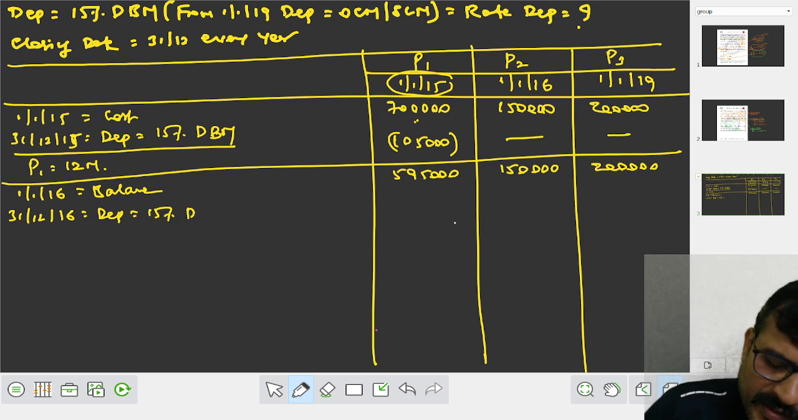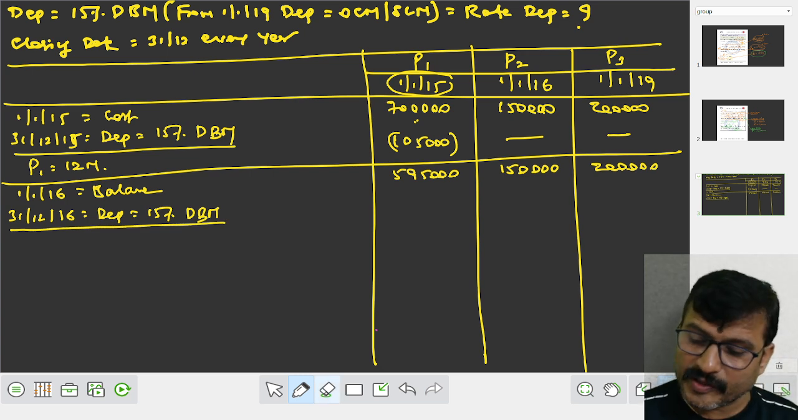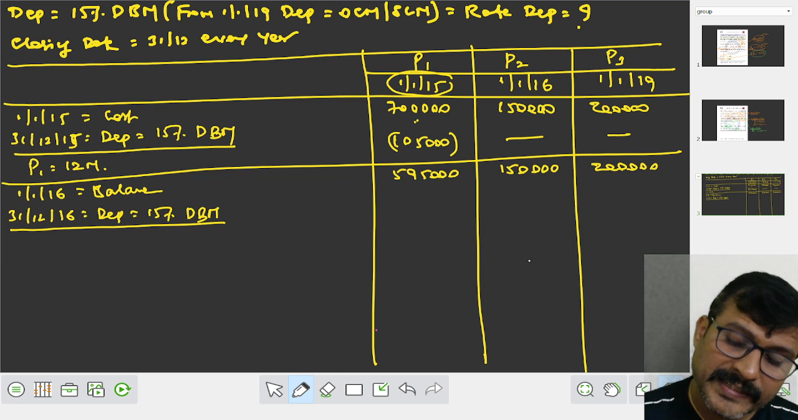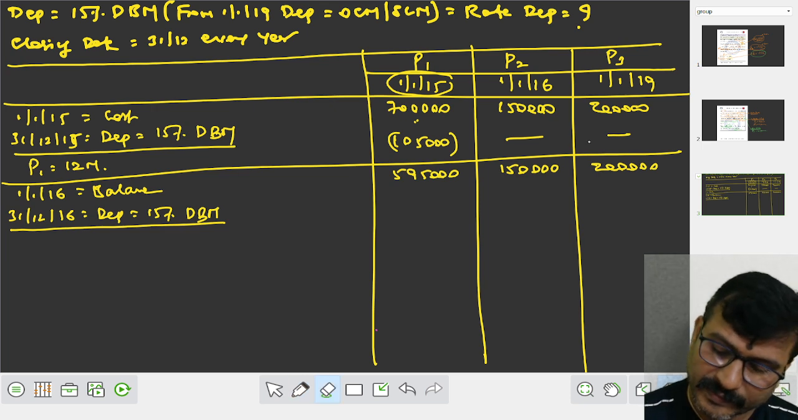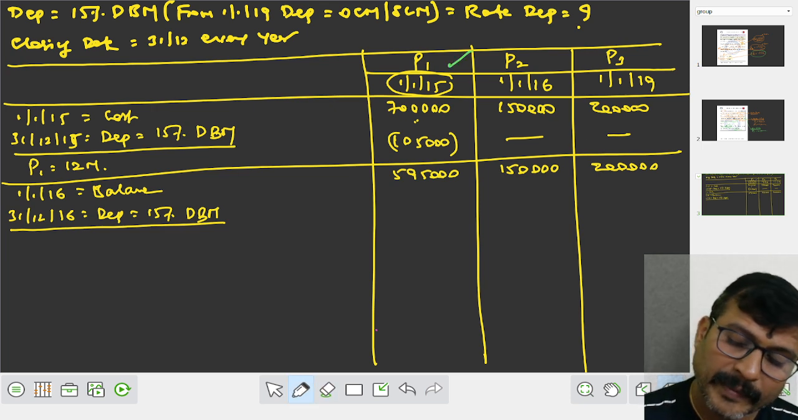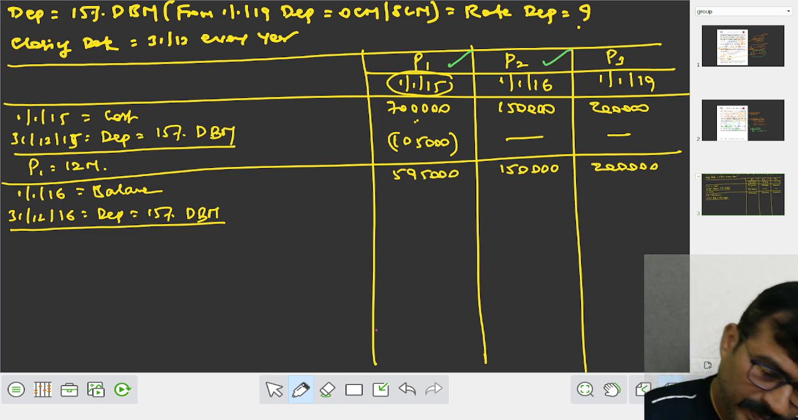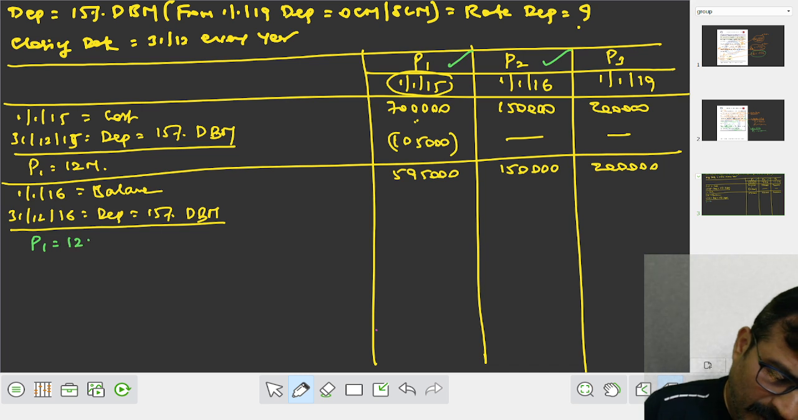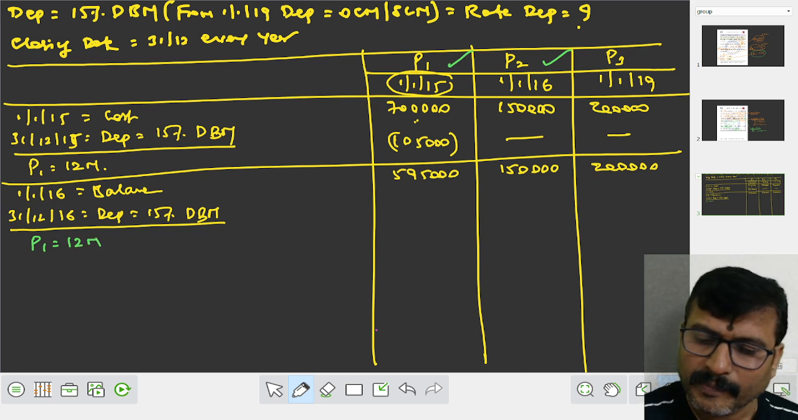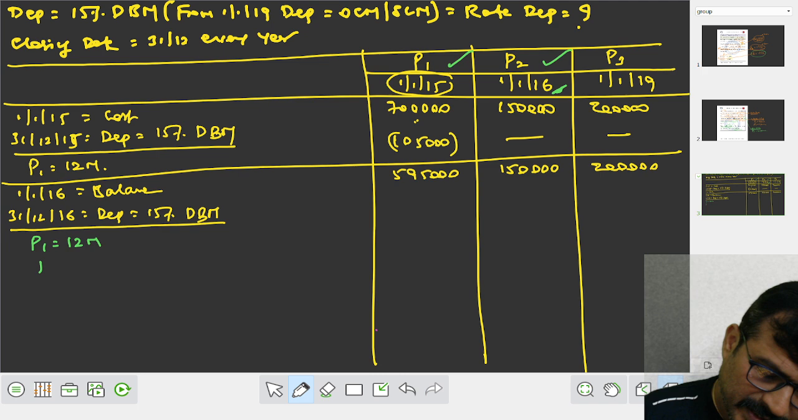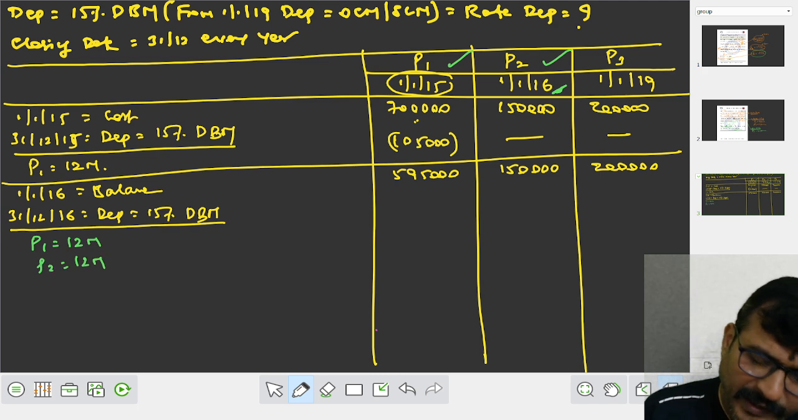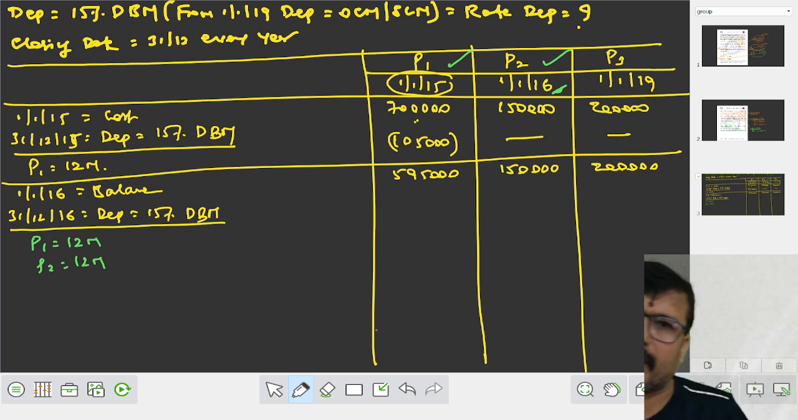Depreciation 15% under which method? Under DBM method. How many plants do we have in second year? In second year we have plant 1 and also plant 2. Plant 1 12 months. Plant 2 is also purchased on January 16. We have to calculate again depreciation for 12 months.